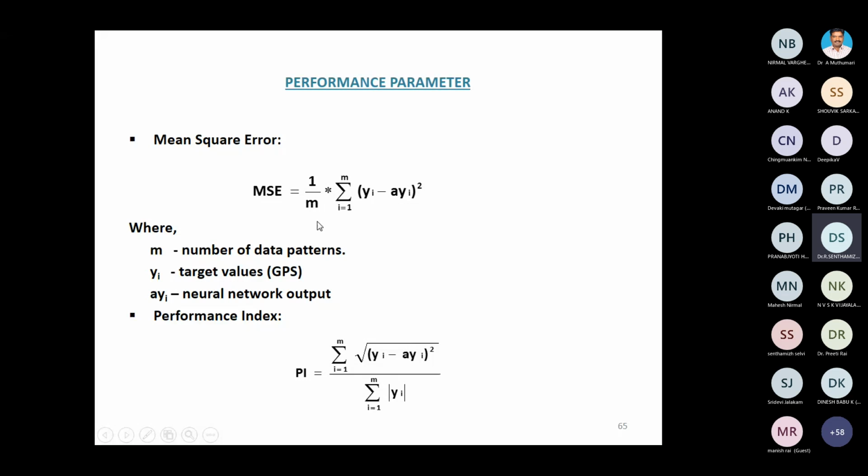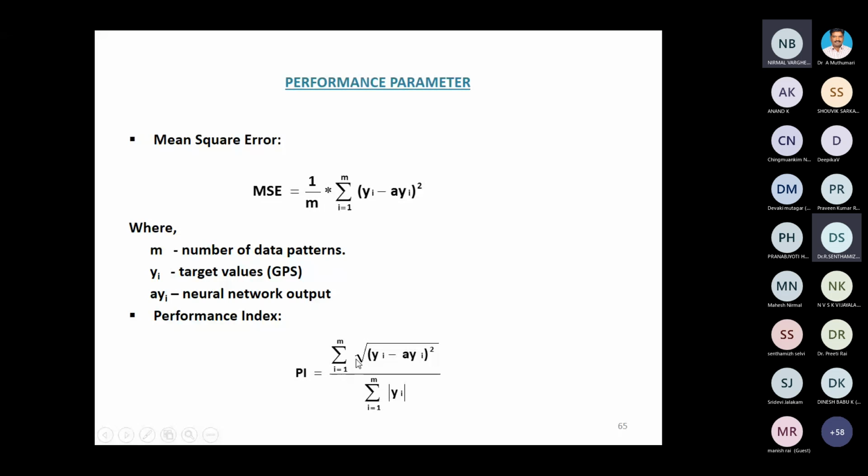Here m is the number of data patterns. It may go from 1000, 2000, 3000, 4000 up to that. So y_i is the target value and a of y is the neural network output trained value. Okay. And the performance index is also calculated with the formula: root of (y_i minus a of y_i) whole square divided by the summation of i from 1 to m of modulus of y_i. In the numerator also we have the summation of i from 1 to m.